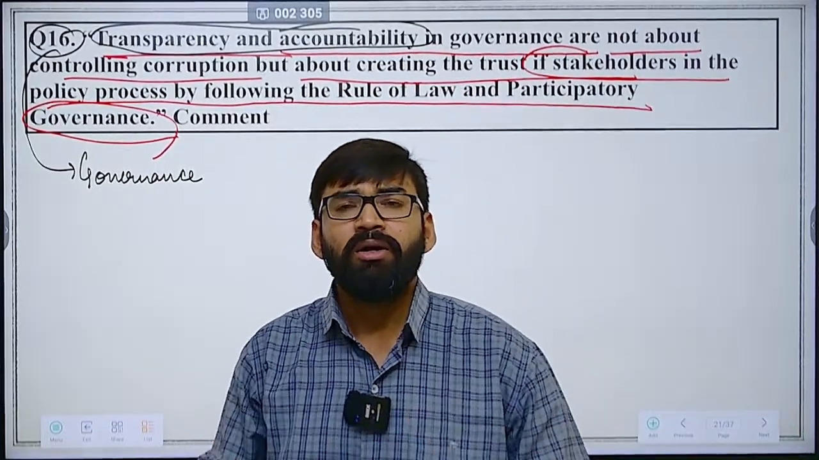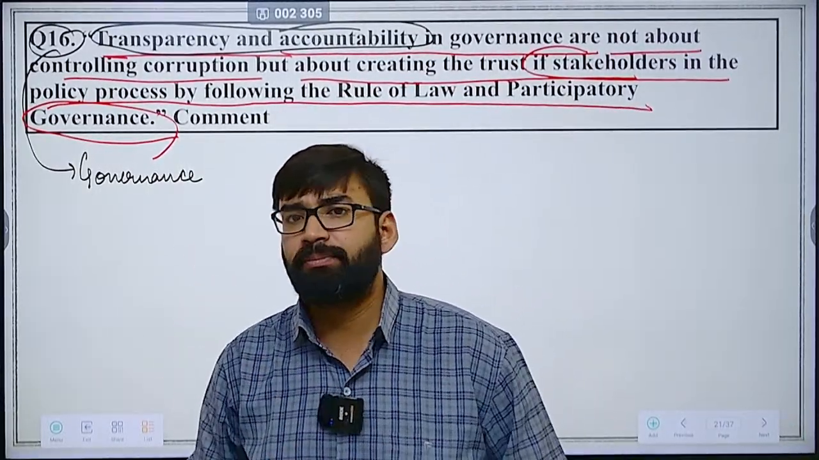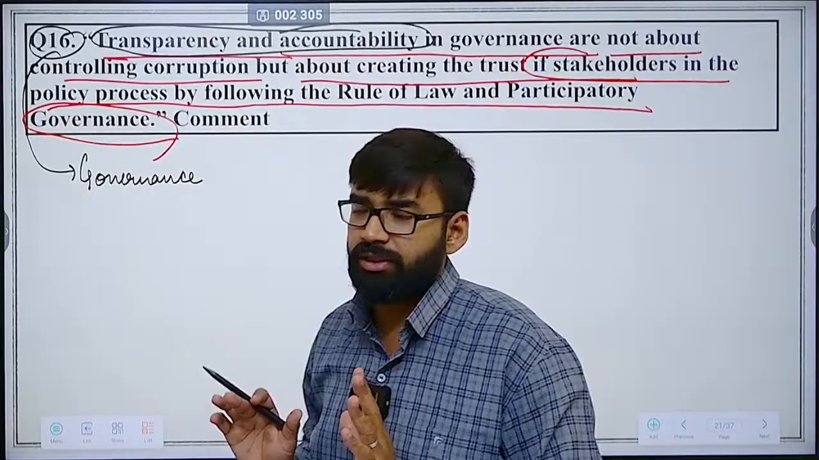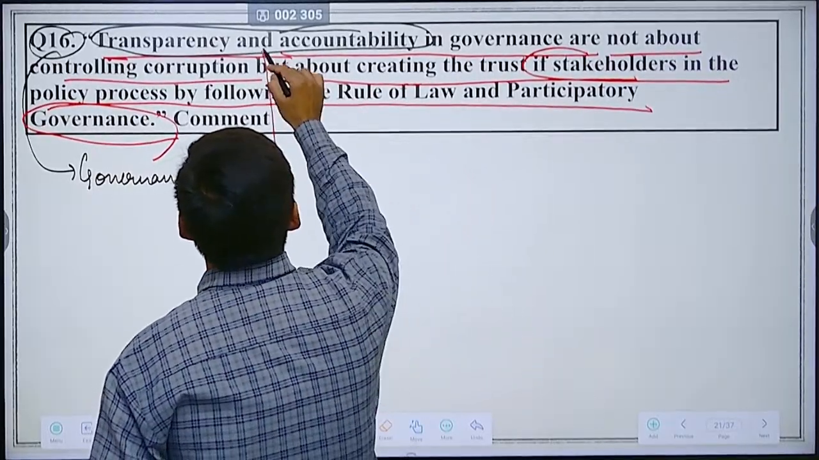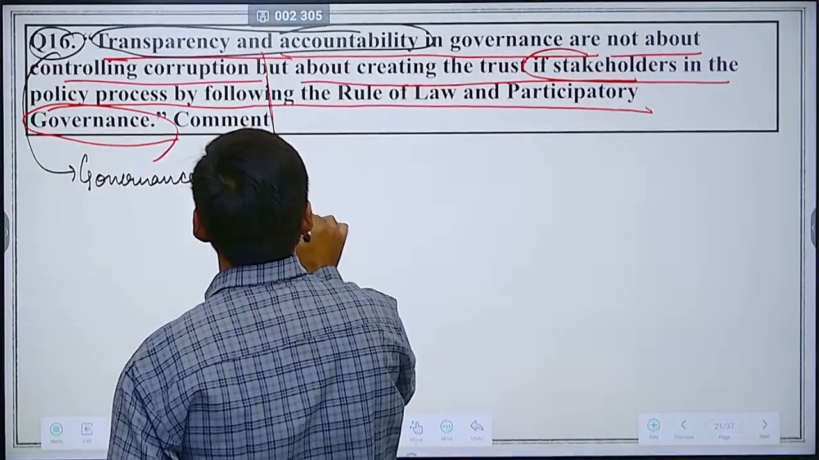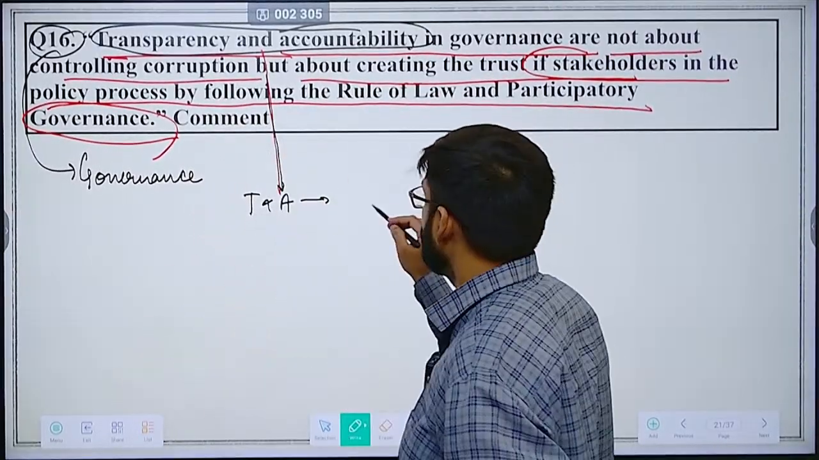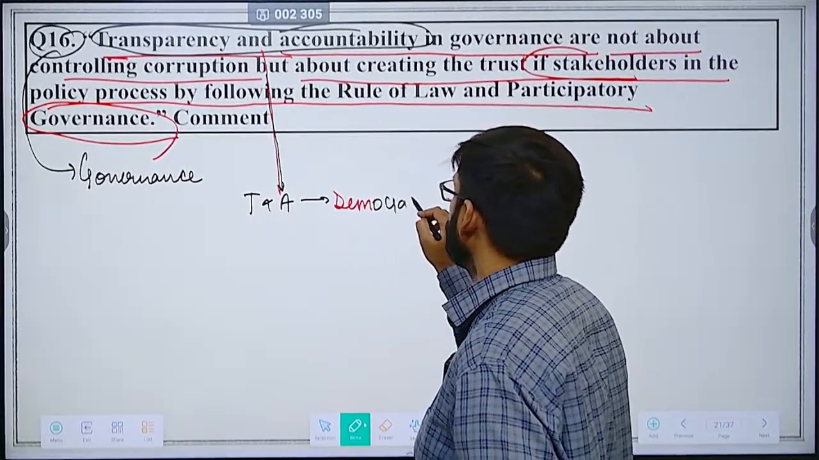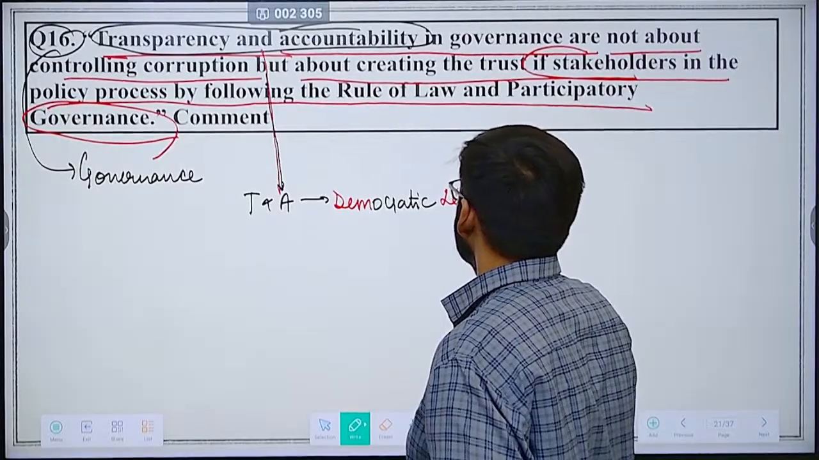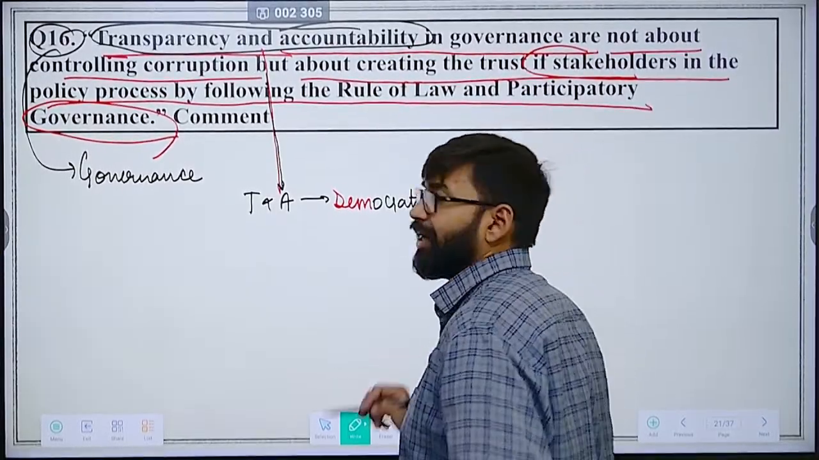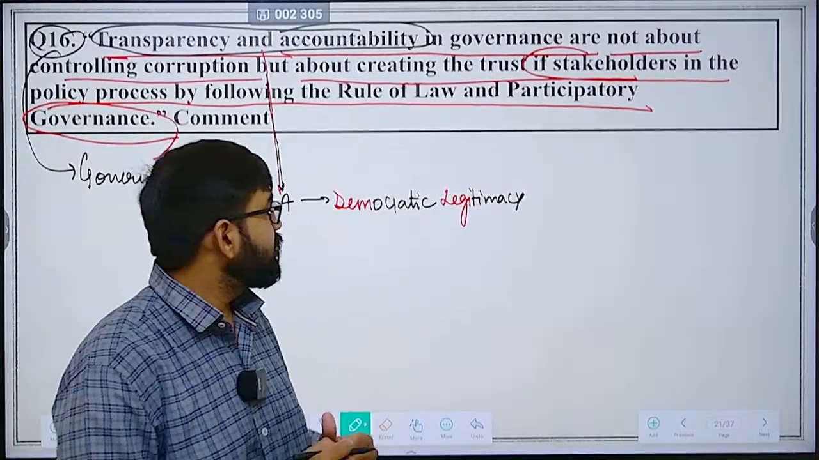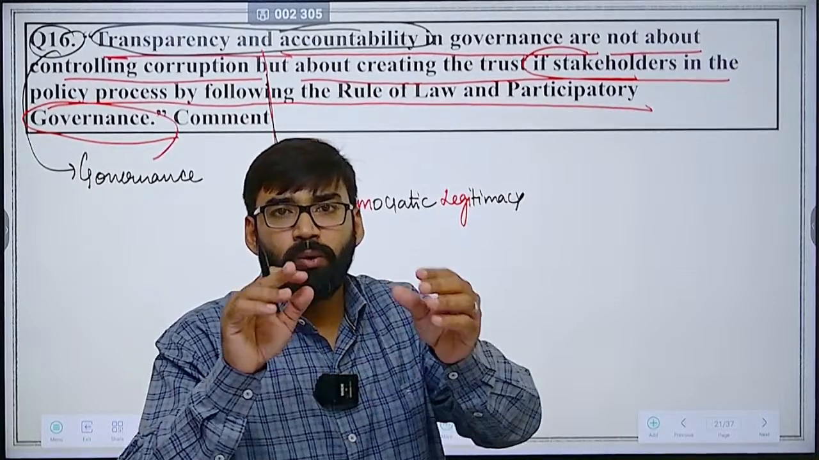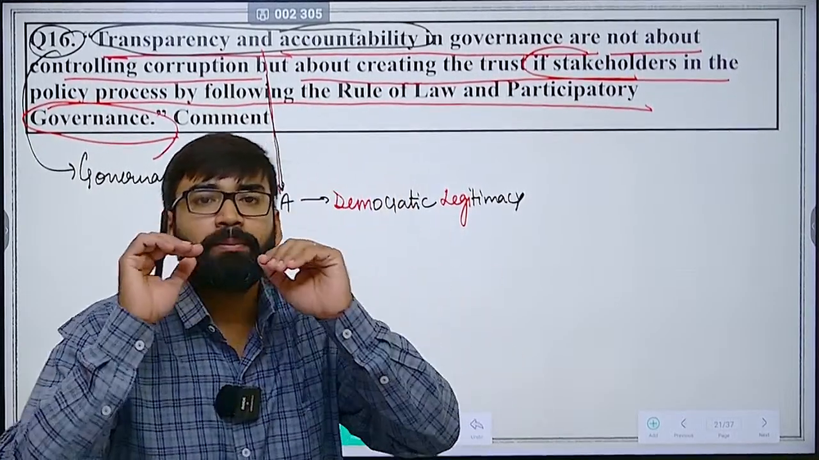Clear? Now, why are transparency and accountability important? See, they actually underpin democratic legitimacy. Clear? These two things, transparency and accountability, actually show what? Democratic legitimacy. Fine, democratic legitimacy. Clear? Because with these two things, they make governance open, answerable and predictable.